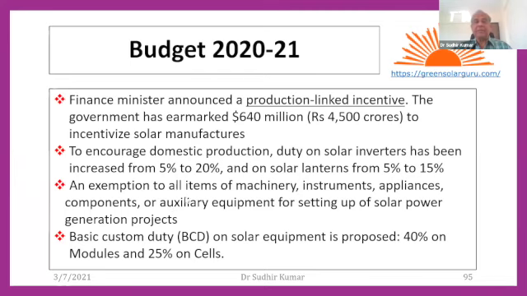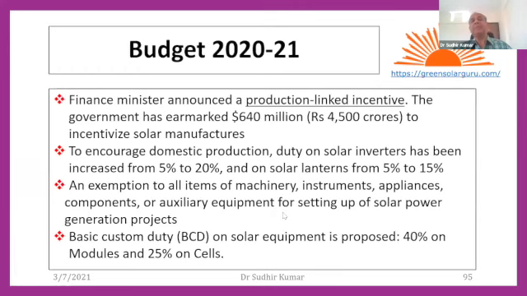This is announced. And the most important thing that I would like to draw the attention of all of you to is the basic custom duty, BCD. If you search on the website, you will find the government is, I think within a month, going to announce that basic custom duty is going to be proposed on all the solar items that are imported: 40% on modules and 25% on cells. So the purpose is to avoid importing or to promote local manufacturing.